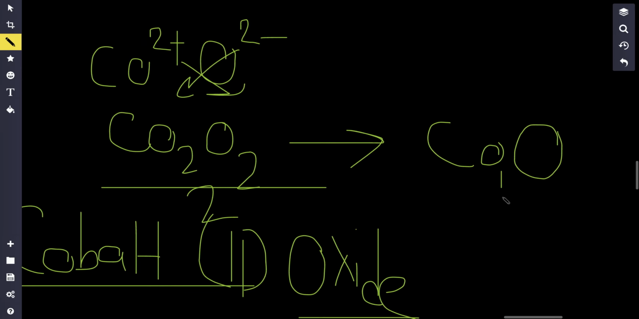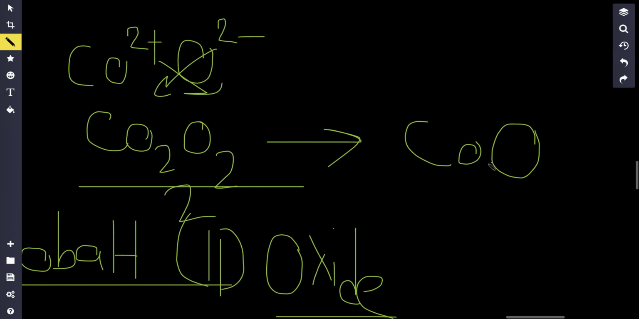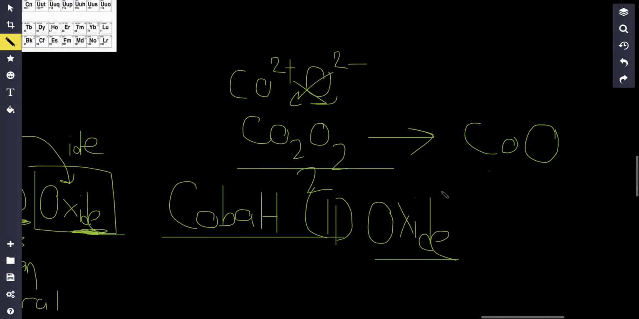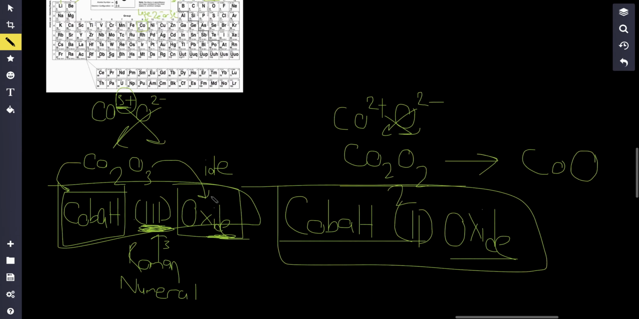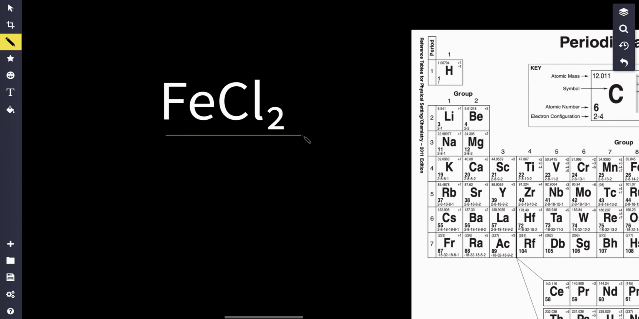Notice how there are these invisible ones. If I don't put any coefficient on any subscript, that just implies a coefficient of 1. So there's 1 cobalt and there's 1 oxygen. So this is cobalt 2 oxide and this is cobalt 3 oxide. Cobalt 3 has a 3 plus charge because it wants to lose 3 electrons, but cobalt 2 oxide wants to lose 2 electrons.